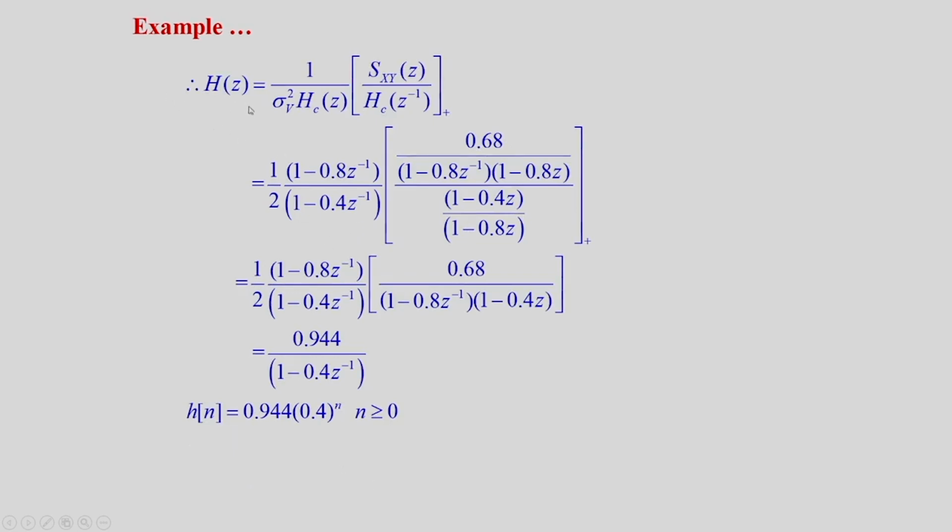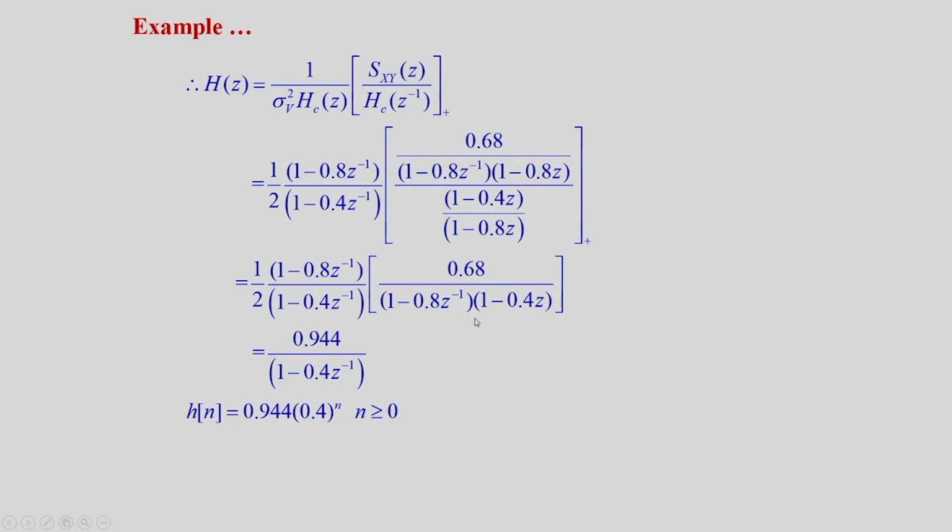Now Hz is equal to 1 by sigma v square into Hcz into the positive part of Sxyz divided by Hcz inverse. So we will substitute each term: sigma v square is equal to 2, Hcz is equal to this part, this part also Sxyz is equal to this part, and similarly Hcz inverse is this part. So, ultimately we will get an expression like this.